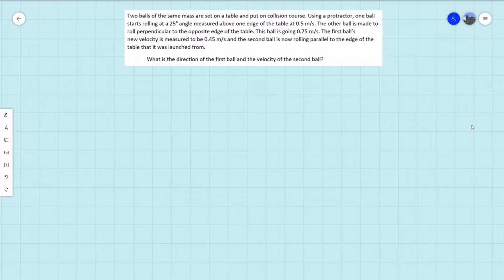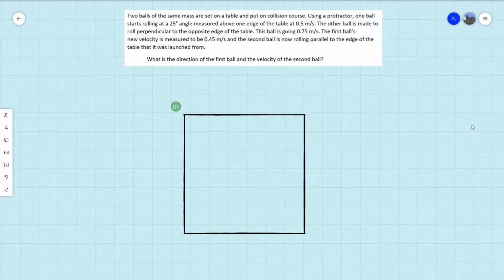problem. So, two balls of the same mass are set on a table and put on a collision course. So we have some kind of table. Using a protractor, the one ball starts rolling at a 25-degree angle measured above one edge of the table at 0.5 meters per second. So that means we have a ball down here, and it's rolling 25 degrees above the horizontal at 0.5 meters per second.